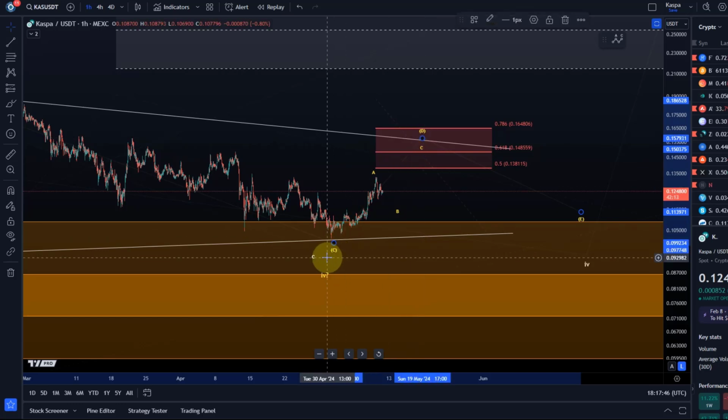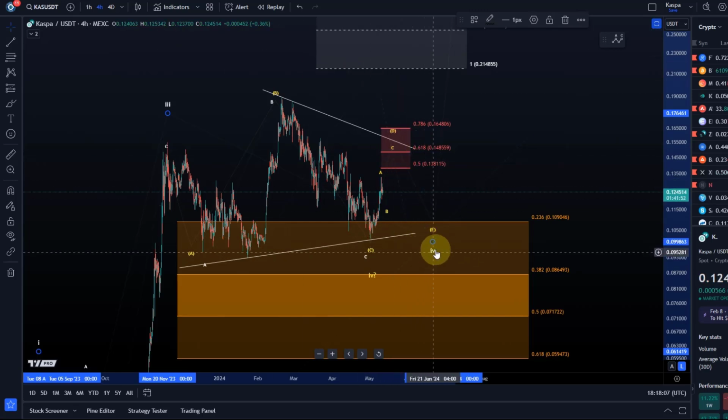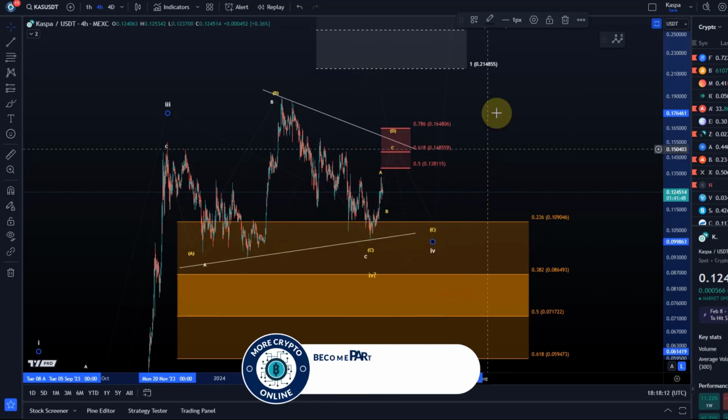And in this D wave, we should see an ABC structure, and the D wave itself would most likely react to that resistance area. It's between 13.8 cents and 16.5 cents. So in this area, and then from there, we'd like to see that E wave to the downside of wave 4. And then from there, we would see a rally in a fifth wave to the upside, either from here or after that E wave.